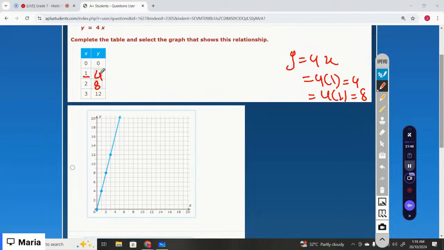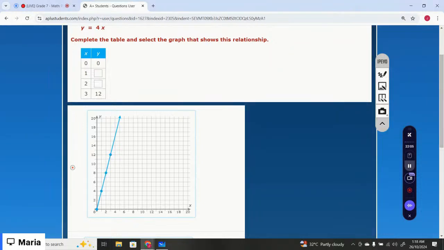So just match this table of values with this graph. 0, 0, x is 1, y is 4, x is 2, y is 8, and then x is 3, y is 12. Yes, that is the correct option. Option number 1 is the correct option.